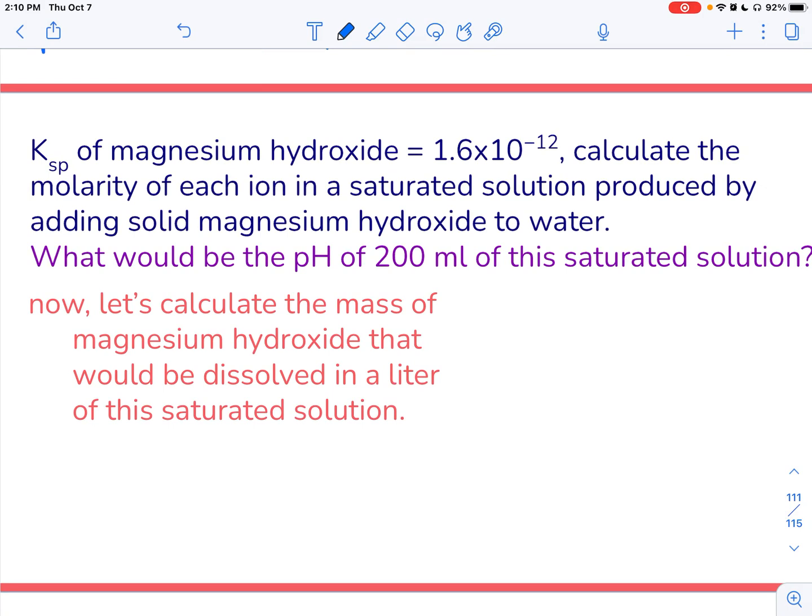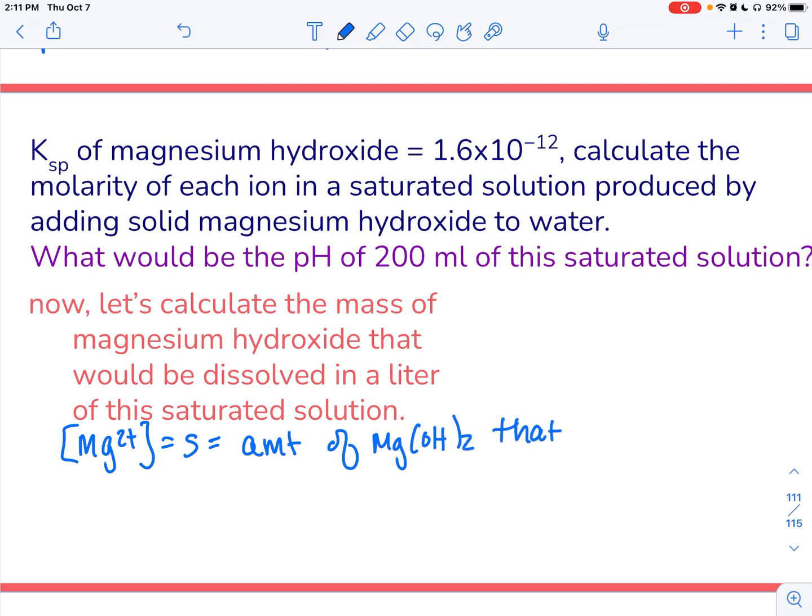Okay, so now this is just adding something else onto this question. The first part we've already done. Now let's calculate the mass of magnesium hydroxide which would be dissolved in a liter of this saturated solution. So we know that the Mg2+ equals S, which equals the amount of Mg(OH)2 that dissolves. The reason I'm not using OH minus is just because that was 2S, so we might as well just use S. We've already done that.